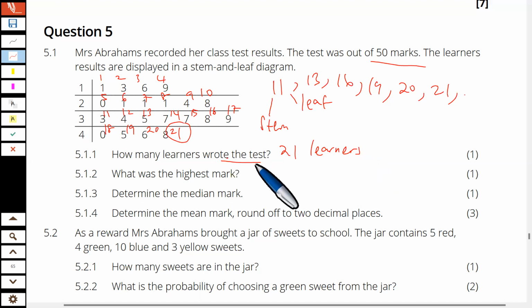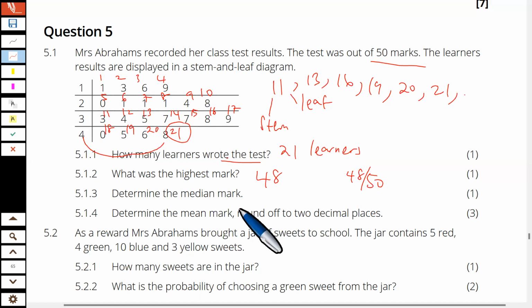5.1.2. What was the highest mark? Who got the highest mark in the test? What do you think the highest mark is? 48. Yeah, surely it's the mark 48. So the highest mark is 48 marks out of 50.